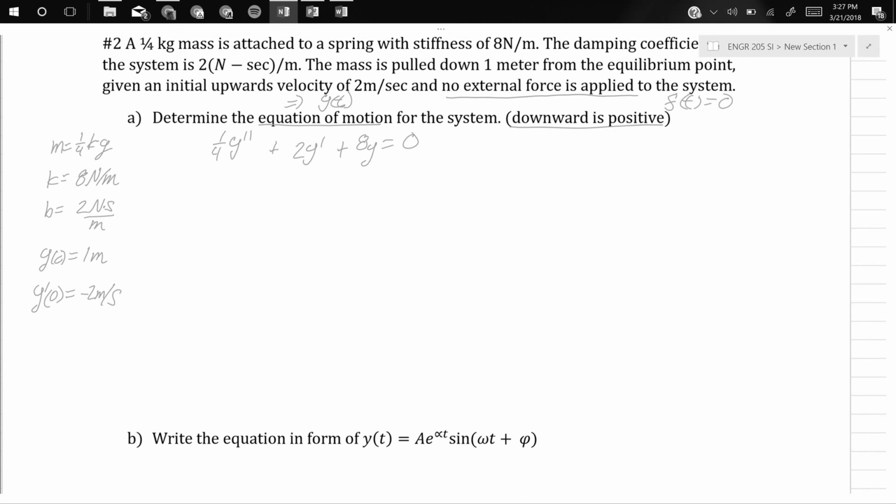So for y sub h, that means we need to get this into our auxiliary form. So I have 1/4 D squared plus 2D plus 8 all times y equals 0, which then implies 1/4 r squared plus 2r plus 8 equals 0. And if it makes it easier to look at, I'd multiply by 4 to get rid of that 1/4 out front, so it becomes r squared plus 8r plus 32 equals 0.